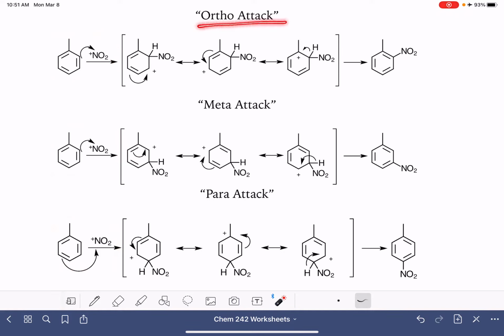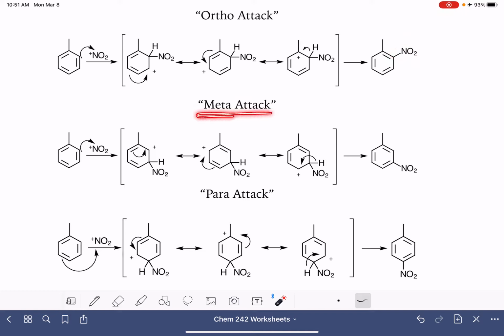If we're drawing the ortho mechanism, then we want to use one of the sets of double bonds that corresponds to an ortho carbon. So we could use this double bond here, which is what I've chosen to use for the mechanism, or we could use this double bond right here because it also corresponds to an ortho carbon. We're going to use those electrons to attack the nitro group. This is exactly the same mechanism as we would draw if the methyl group wasn't even present. So we get our sigma complex, we draw all of our resonance structures, and then we remove that hydrogen. We end with our ortho product.